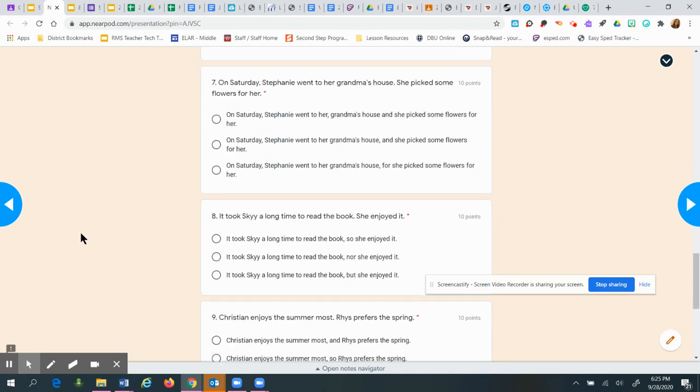Number 7: On Saturday, Stephanie went to her grandma's house. She picked some flowers for her. On Saturday, Stephanie went to her grandma's house and she picked some flowers for her. On Saturday, Stephanie went to her grandma's house for she picked some flowers for her.